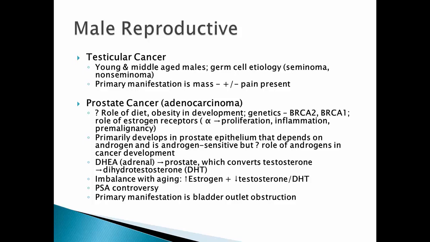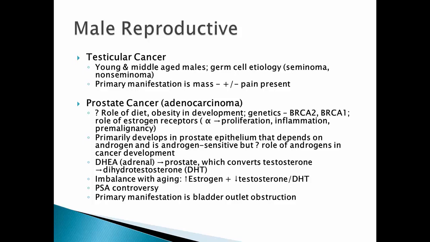Now, generally what happens, when we talked about this being an adenocarcinoma in the periphery of the gland, is that it primarily develops in the prostate epithelium, and it depends on androgen and is androgen sensitive, but we're not sure of the role of androgen in actually developing the cancer itself. What we do have a sense of is that this starts with DHEA.